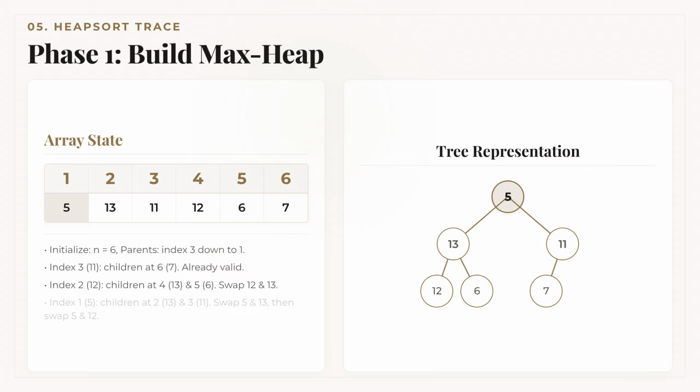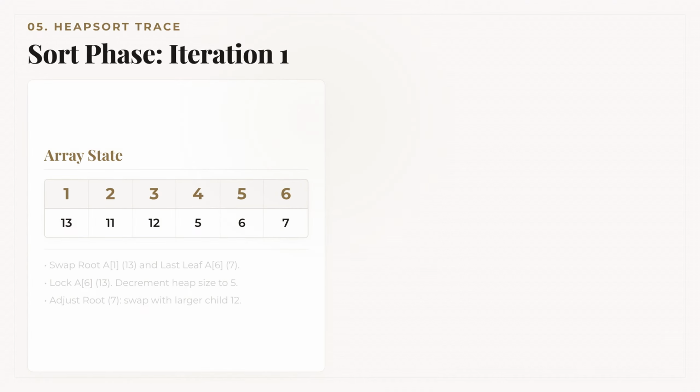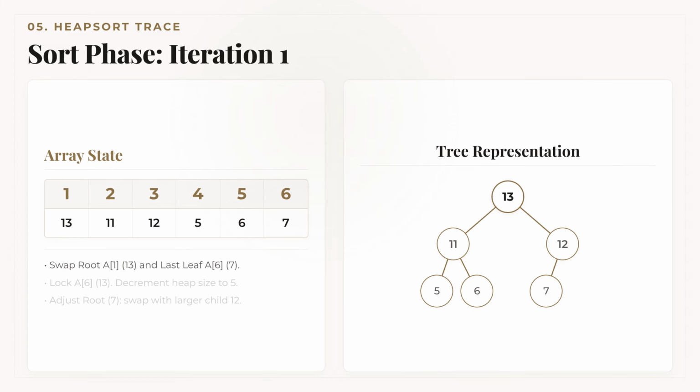Finally, we adjust index 1, which is 12. Its children are 11 and 13. The larger child is 13 at index 3. Since 12 is less than 13, we swap them. Now, 13 is at the root and 12 is at index 3. Since 12 is greater than its child 7, the heapification is complete, resulting in the max heap array 13, 11, 12, 5, 6, and 7. Next, the sorting phase begins. In the first iteration, we swap the root 13 with the last element 7. The array becomes 7, 11, 12, 5, 6, and 13, and we adjust the remaining 5 elements.